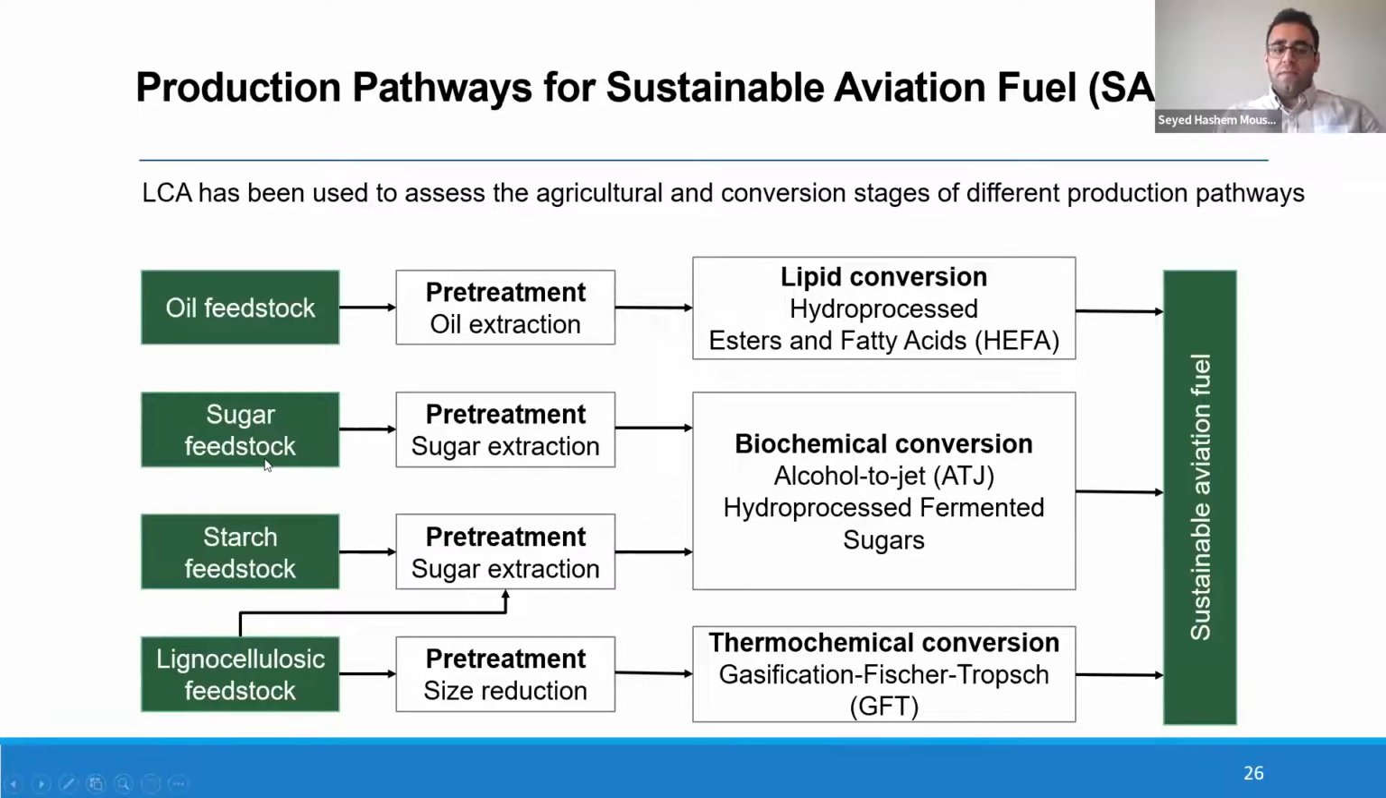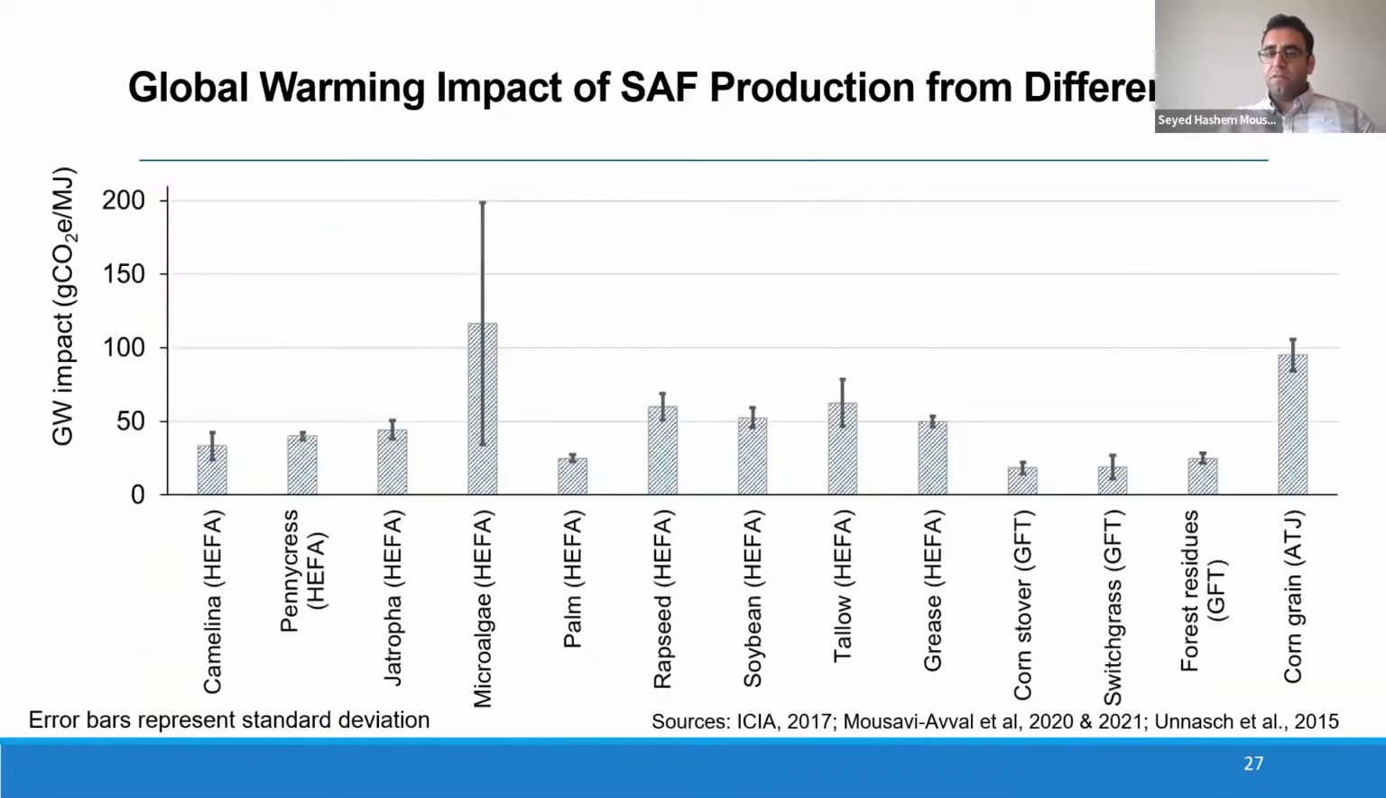It can be produced from sugar-based feedstock or starch-based feedstock through biochemical conversion to alcohol to jet, or fermentation, or it can be produced from lignocellulosic feedstock. Here, the feedstock can go through sugar extraction and then alcohol to jet conversion, or through gasification, Fischer-Tropsch, and conversion to sustainable aviation fuel. There are several pathways for production of SAF.